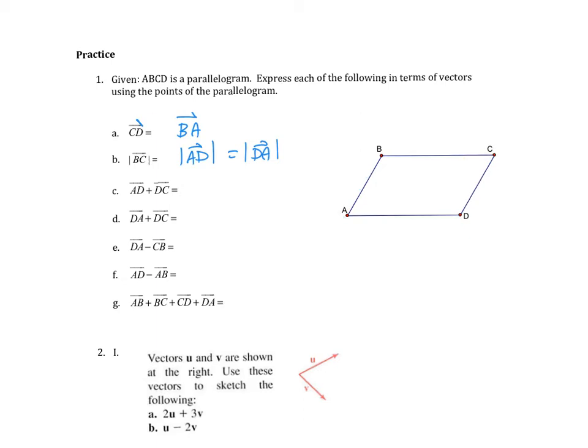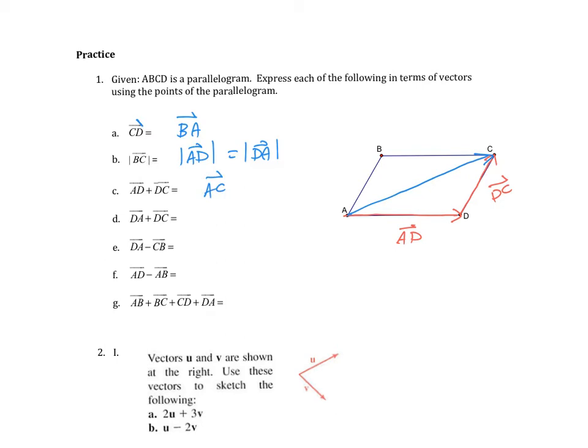So now I want to figure out what AD plus DC is. Okay, so AD, I'm going to draw that vector. So this is AD plus DC. So this is actually in the position that we'd want if we were adding those vectors. And so the sum vector is going to start where we started, which is at point A, and end where we ended, which is at point C. So the sum vector is this vector AC.